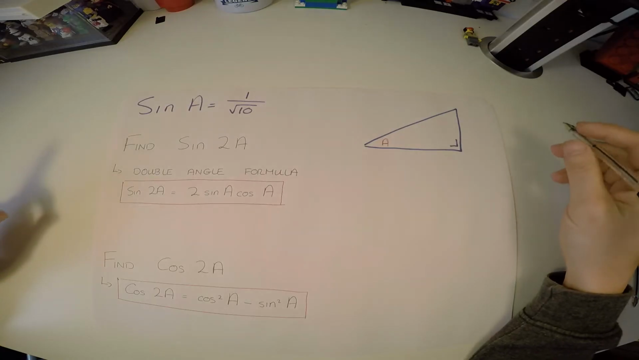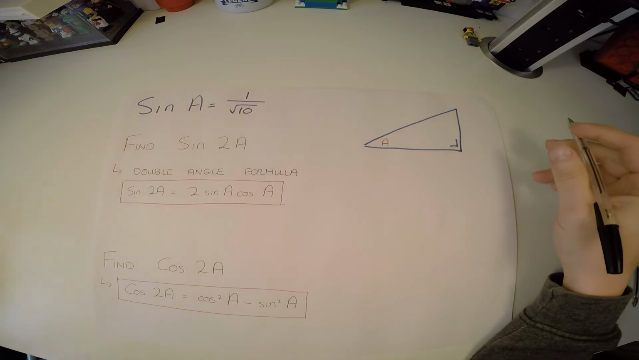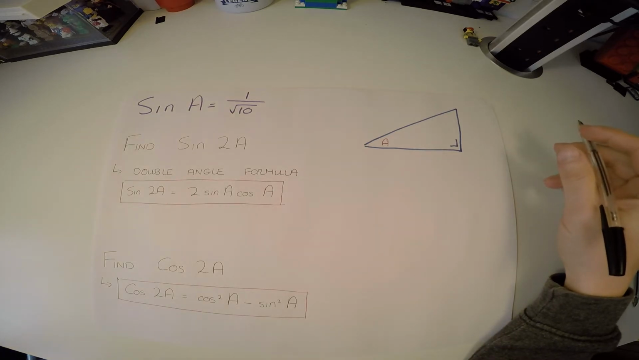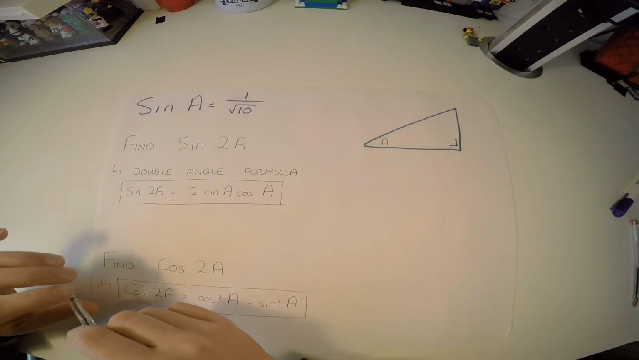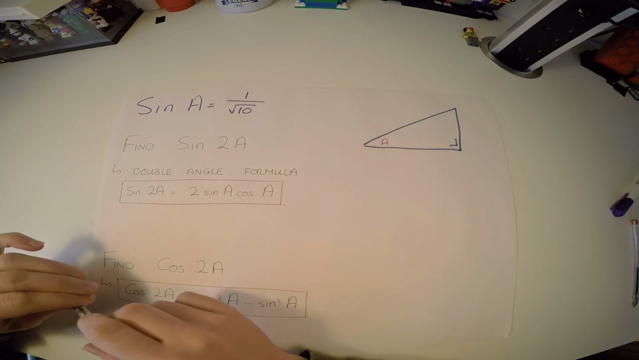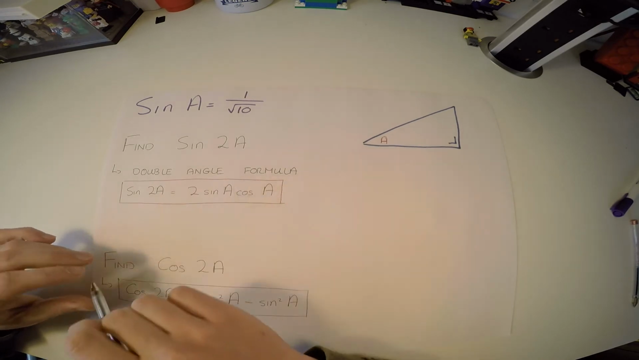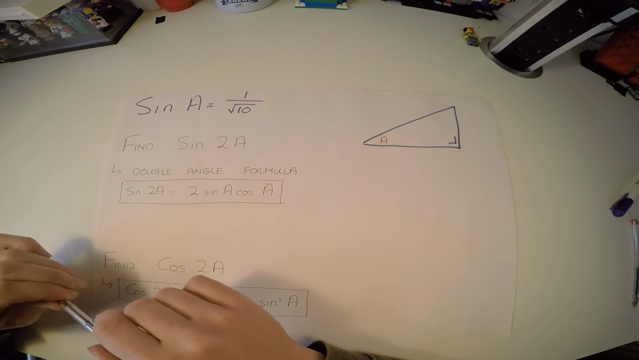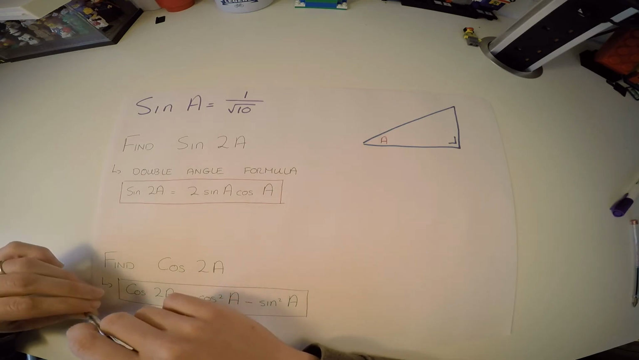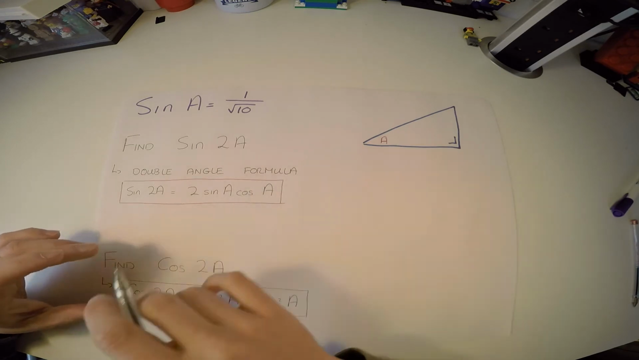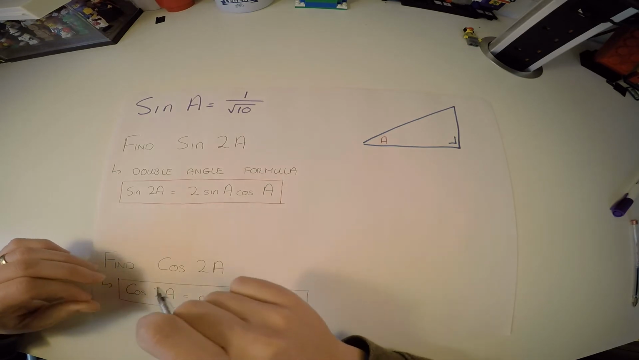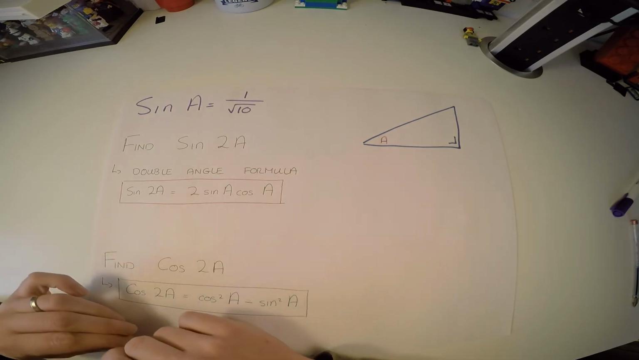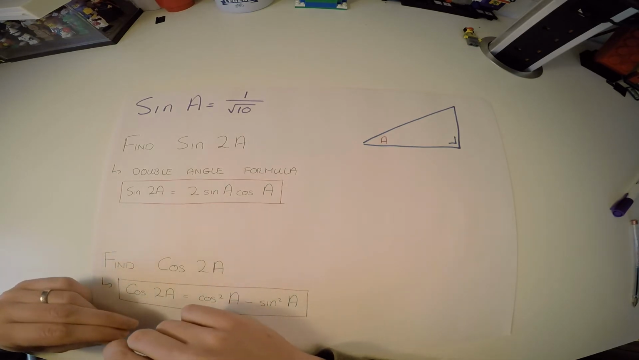Okay, we're on to question number 4, and in question number 4, the first part says the sine of a is 1 over square root of 10, and it says, find the sine of 2a, and you also need to find the cos of 2a, and you give your answer in the form p over q, where you have two natural numbers.